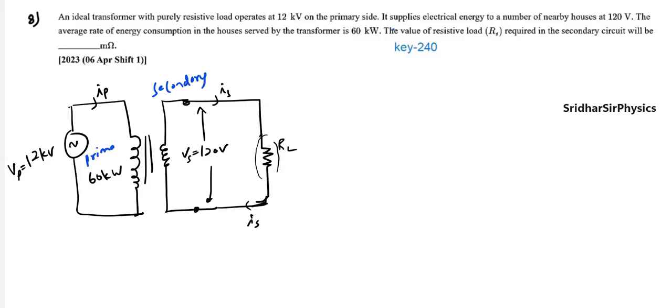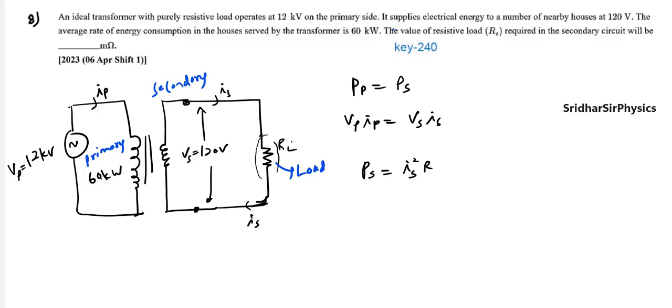And this one is the primary. And this is called the load, resistive load. And we know in the transformer, power of primary should be equal to power of secondary. If they ask you anything, VP into IP should be equal to VS into IS. Agreed. Then we know the power is 60 kilowatt, and we are asked to get the value of RL. So the power in the secondary should be equal to IS square RL, or VS square by RL, or equal to VS into IS.